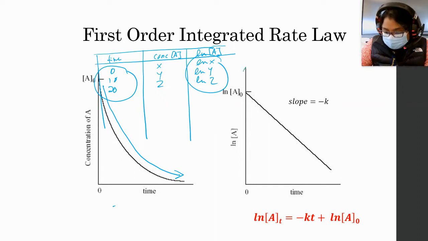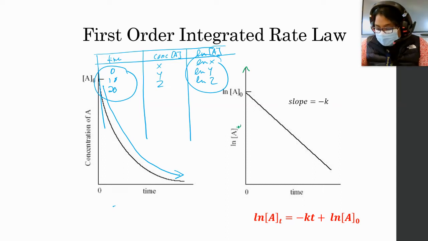So your y is the natural log of the concentration of A at time t. X-axis is time. The y-intercept is the natural log of the concentration of A at time 0. So you can actually calculate the concentration at time 0, or initial concentration, from here. You just use the reverse of the natural log. And then your slope is again negative, and you have a rate constant that is k.